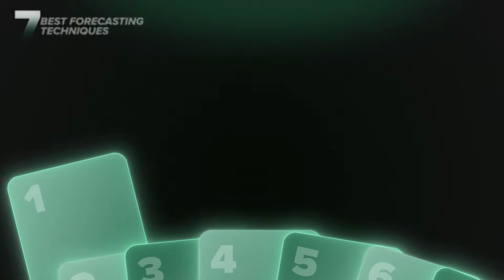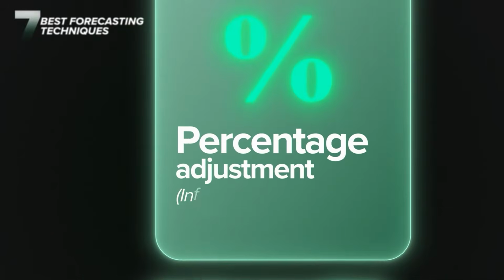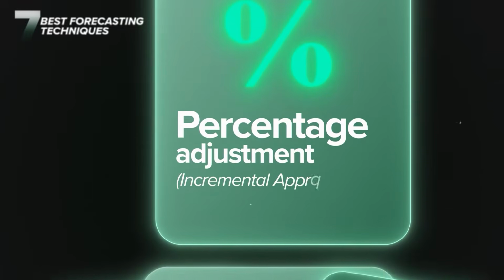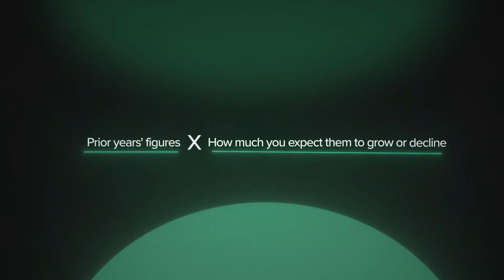Let's start with the first one, which is percentage adjustments. This is also called the incremental approach. This is the simplest method of all. You simply multiply prior year's figures by how much you expect them to grow or decline.